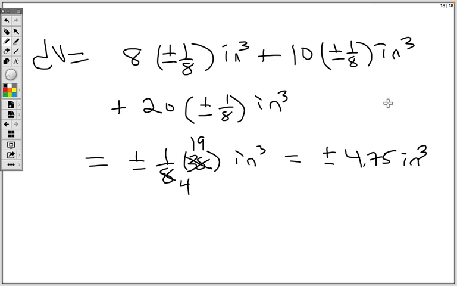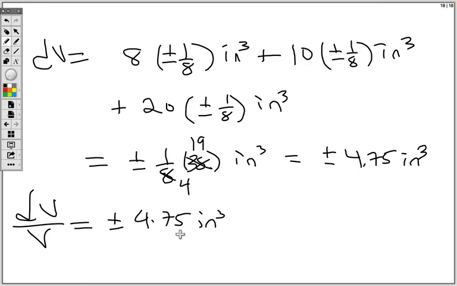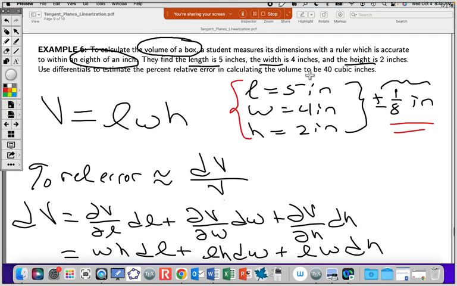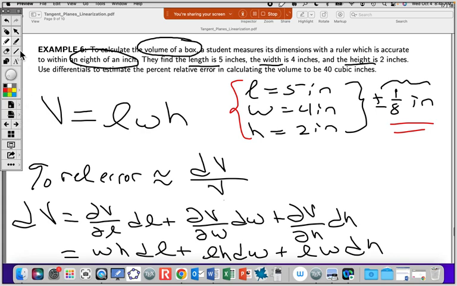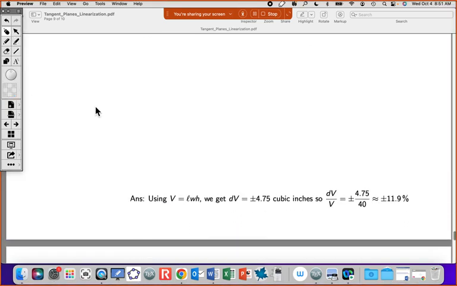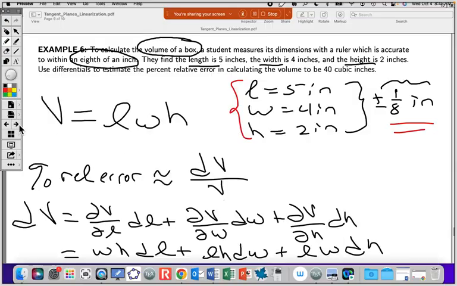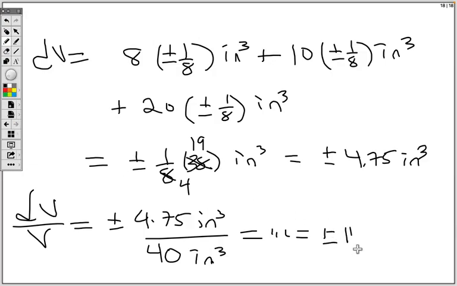Is that good? So then my dV over V would be plus or minus 4.75 cubic inches divided by the measured calculated volume with those. It should be plus or minus. Let's see, what do we get here? 11.9%. So once again, we're just hitting big numbers and errors, but there you go. Okay.